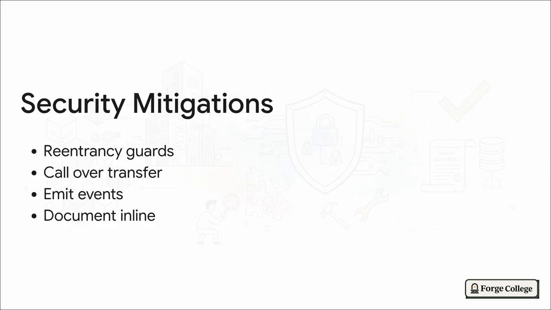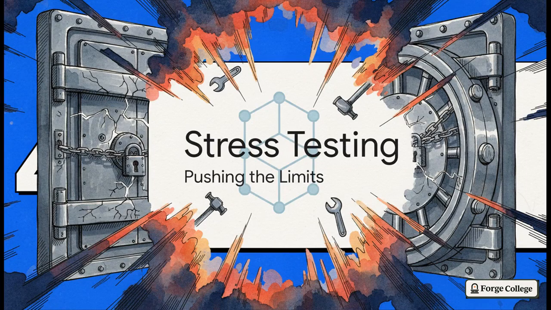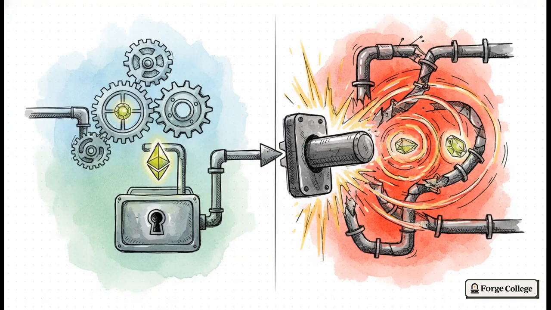Because as we always say here at Forge College, code without documentation is just a really frustrating puzzle you're leaving for the next developer. Which brings us to part 4, stress testing. Time to push this prototype to its absolute limits. With the vault fully assembled and locked down tight, it's time to aggressively test this thing against real-world scenarios. We don't just hope it works, we prove it works.